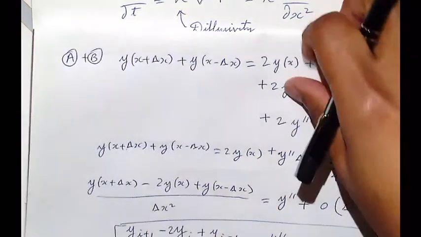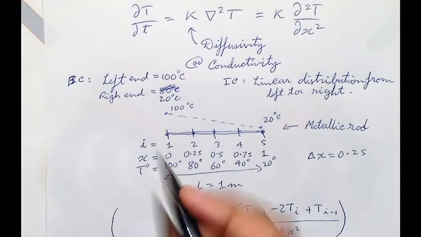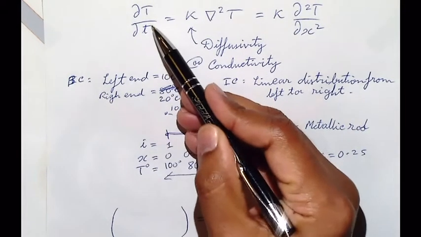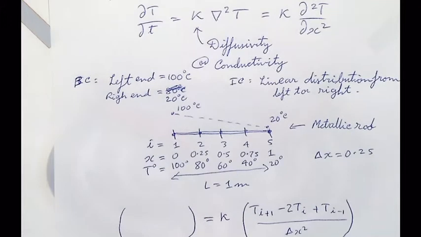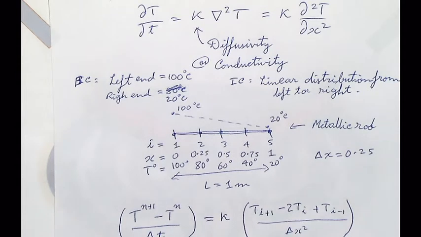So let's use a very simple expression for the time derivative, the first derivative in time. Let's go for T n plus 1 minus T n over delta t. This is the forward derivative.